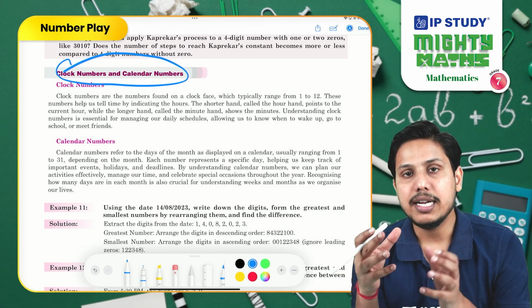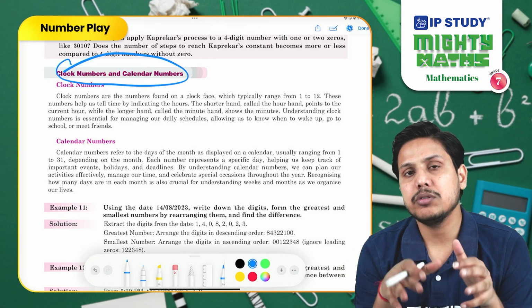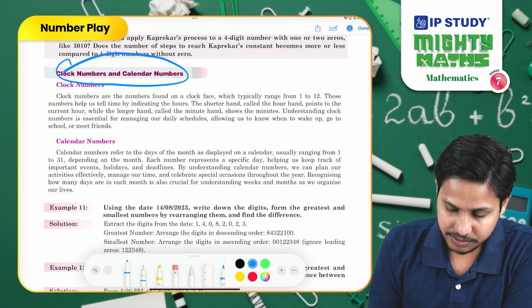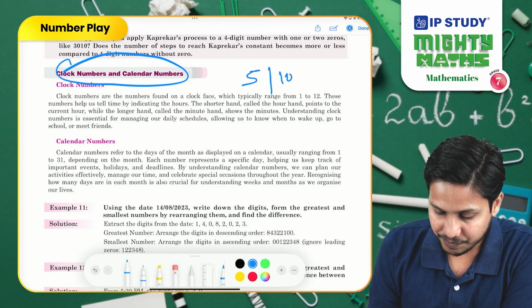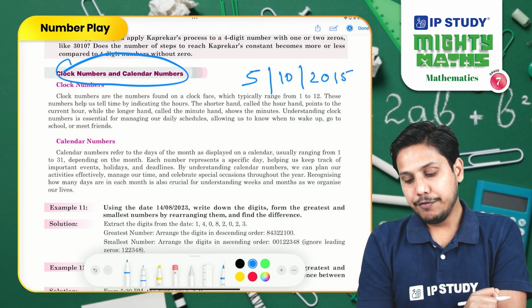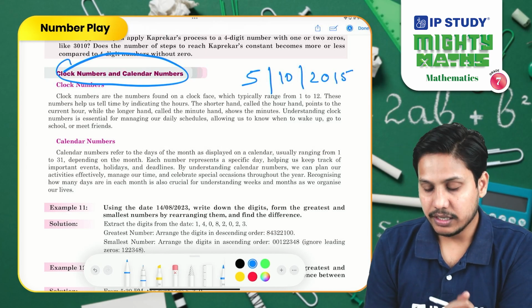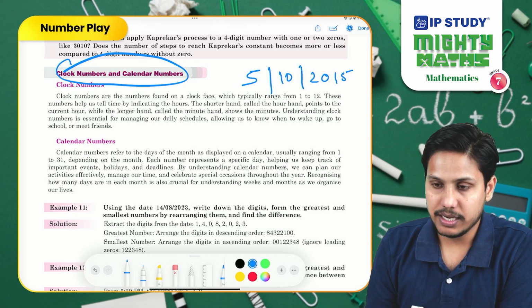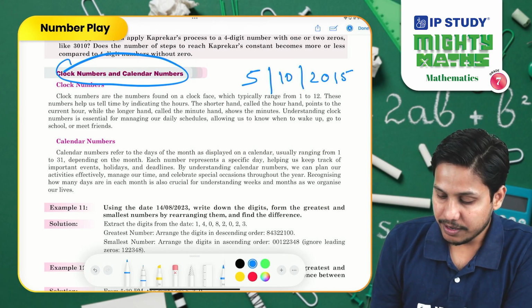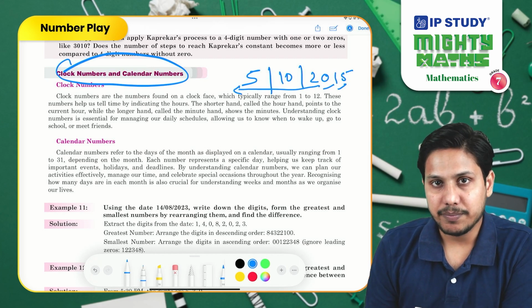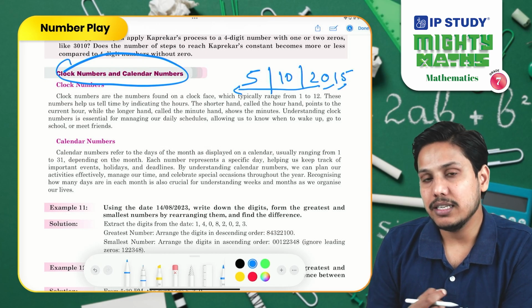Students, time and date also show some patterns. Let's suppose we have a date, 5/10/2015. If you go through this date, you can find out that this date is palindromic. If you read it: 5, 10 and 2015. So dates also have some fascinating patterns hidden inside them.